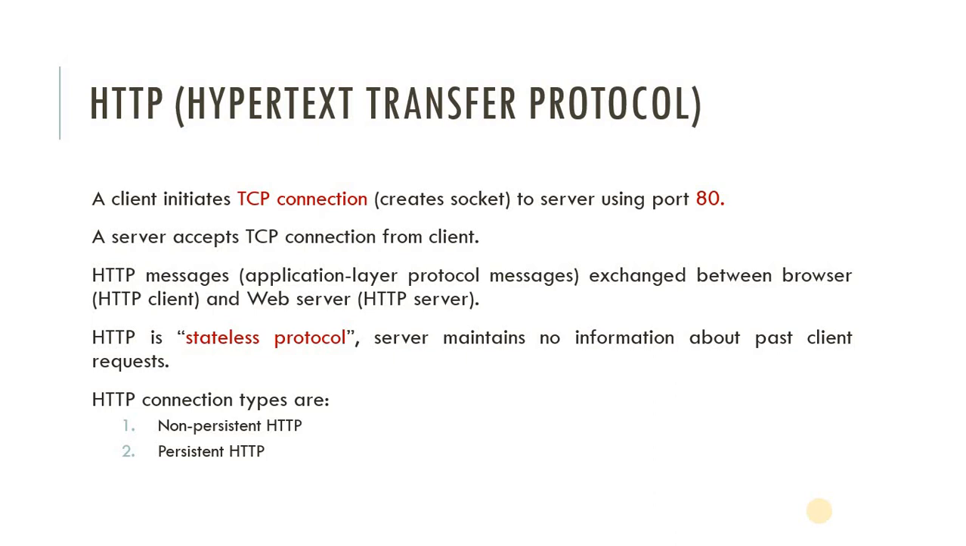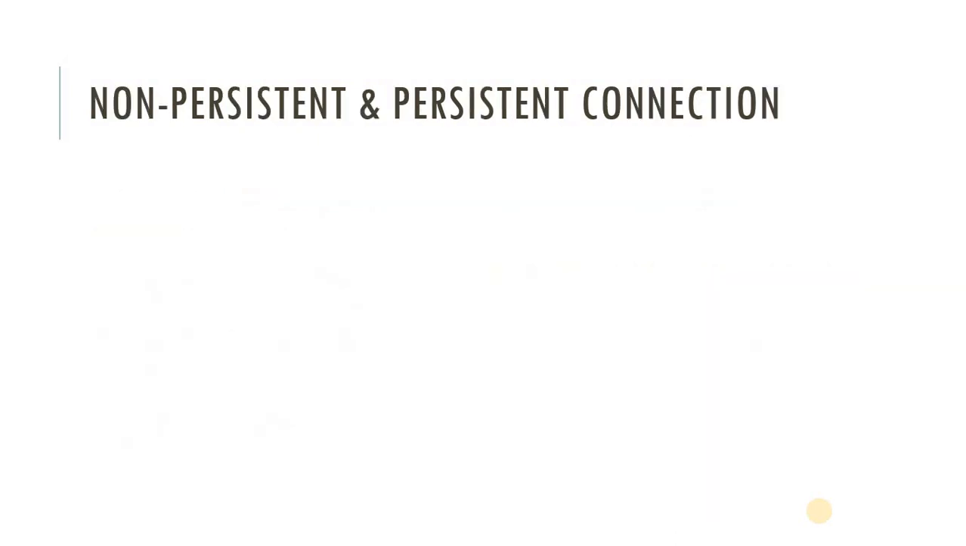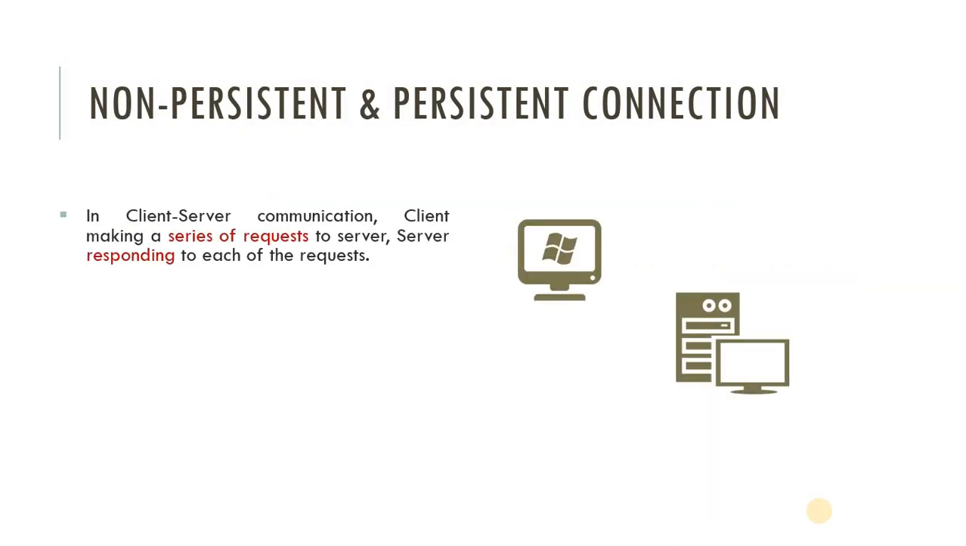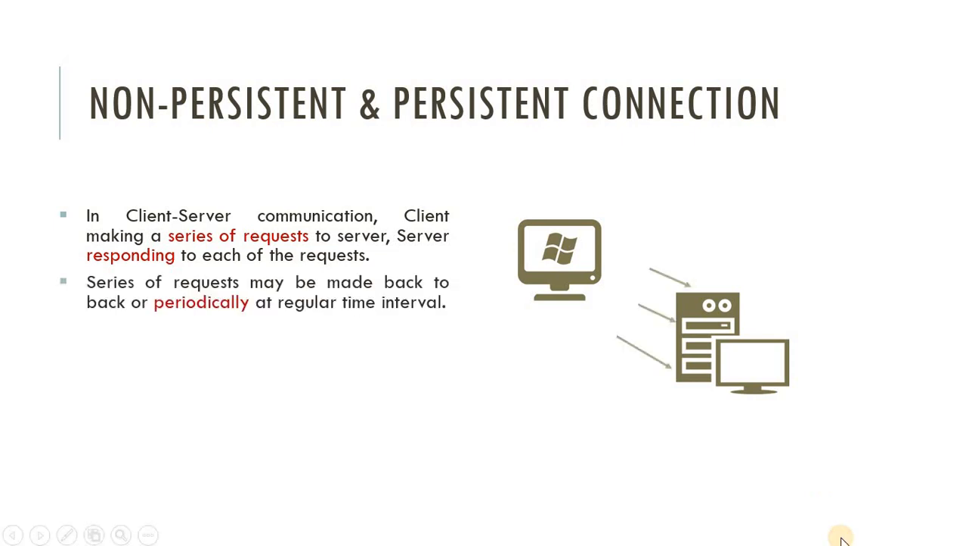HTTP connections are of two types: persistent HTTP and non-persistent HTTP. Let's understand what they are. In client-server communication, the client makes a series of requests to the server, which responds to each of the requests. The series of requests may be made back to back or periodically at regular time intervals. So the application developer needs to make an important decision.